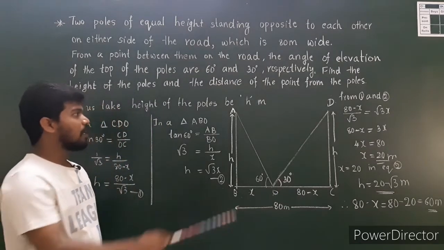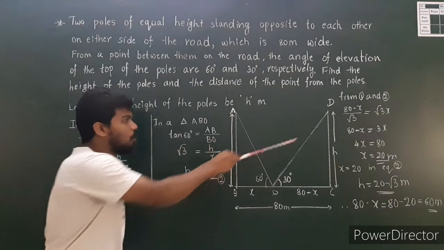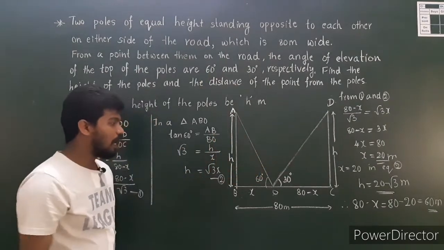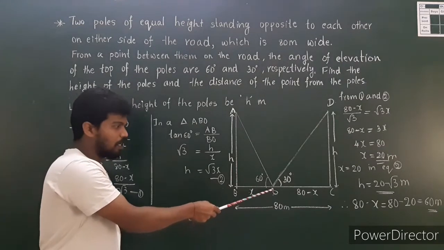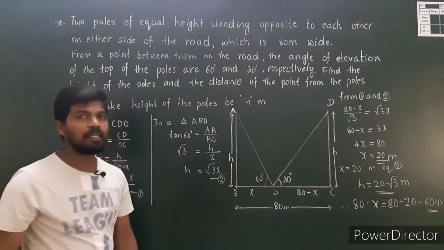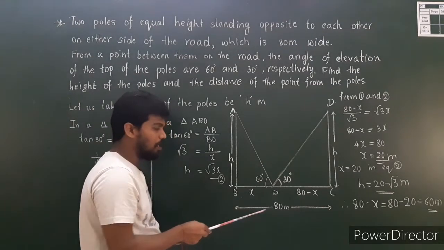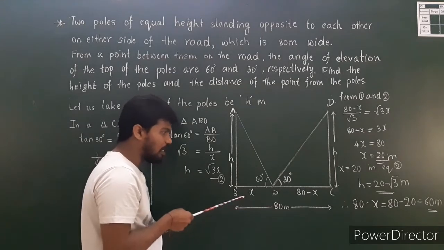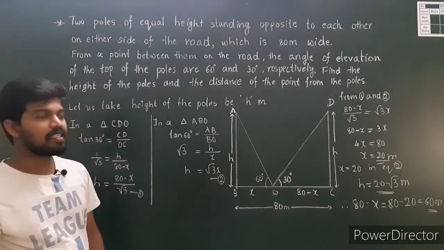So let us take the height of the poles as H. And you take the distance from here to here as X, that is OB equals X. Then from O to C it is 80 minus X, therefore the full length is 80 meters. So you get OC is 80 minus X.